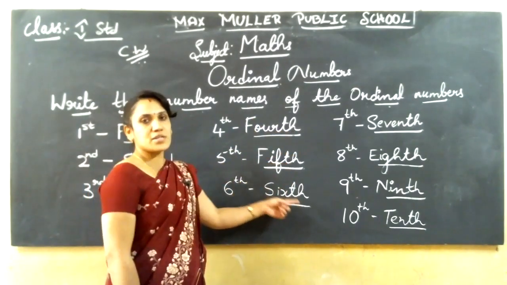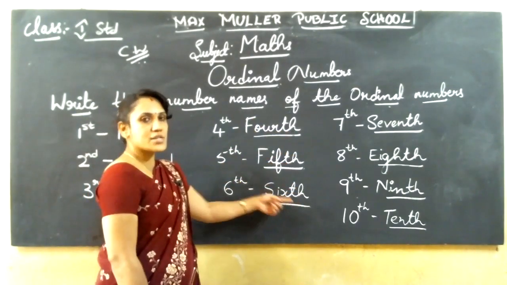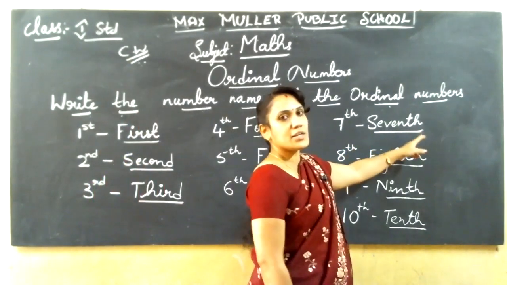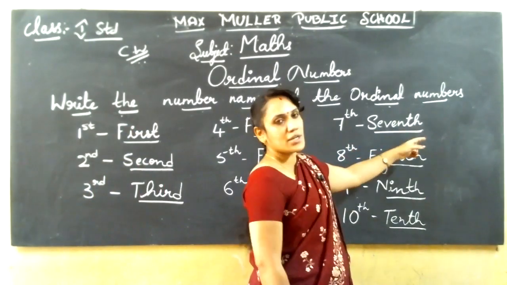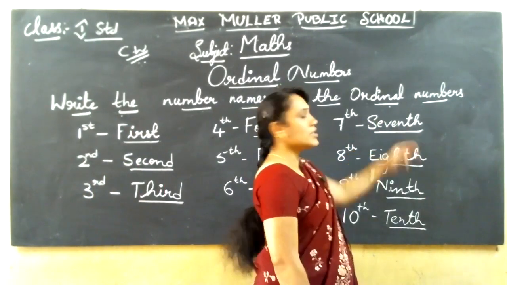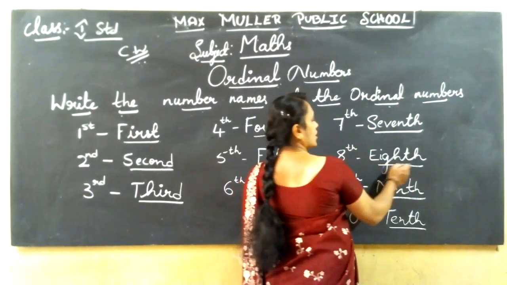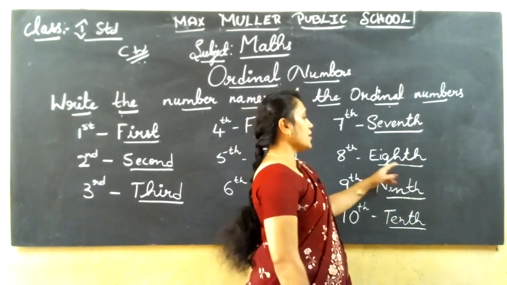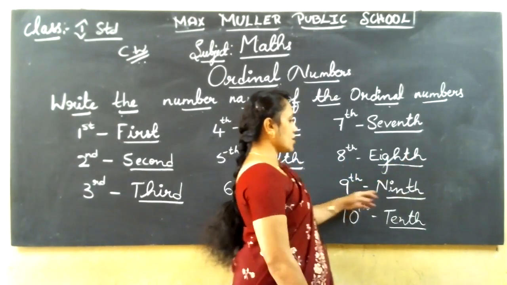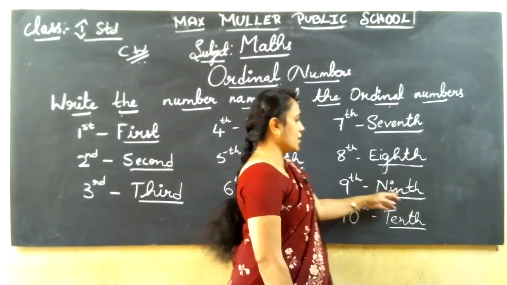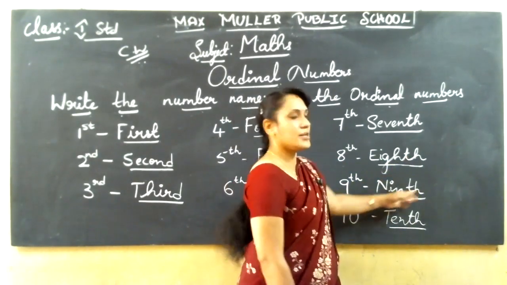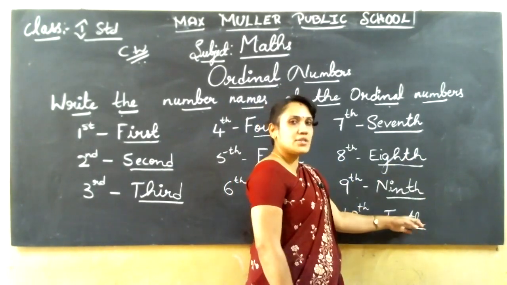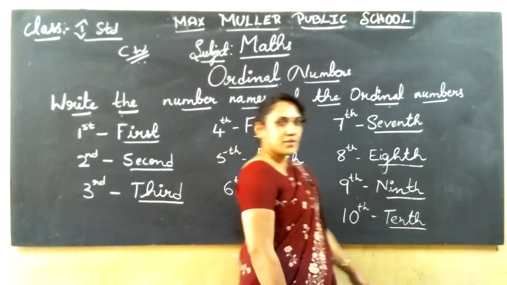Sixth, S-I-X-T-H, sixth. Then seventh, S-E-V-E-N-T-H, seventh. Eighth, E-I-G-H-T-H, eighth. Ninth, N-I-N-T-H, ninth. Tenth, T-E-N-T-H, tenth. Understand?